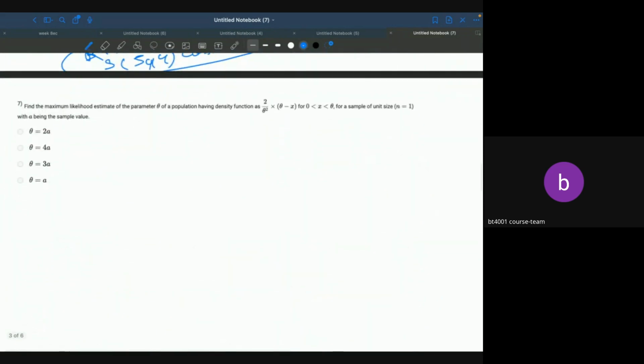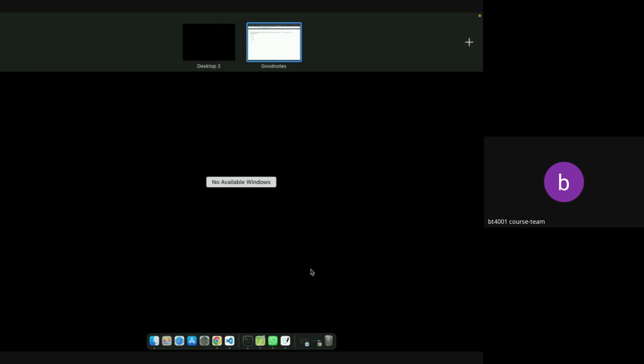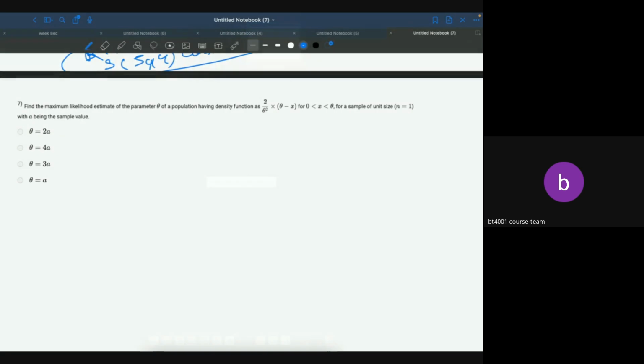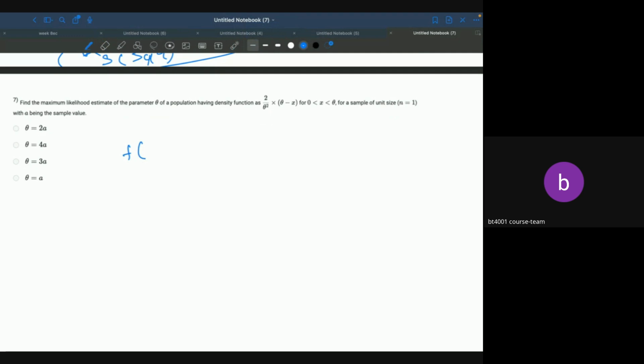Okay. So let's see this question. Find the maximum likelihood estimate of the parameter theta of a population having density function 2 by theta square into theta minus x for 0 less than x less than theta, for sample size n equal to 1. So what is given? f of x, theta is 2 by theta square into theta minus x, right? With sample size n equal to 1.